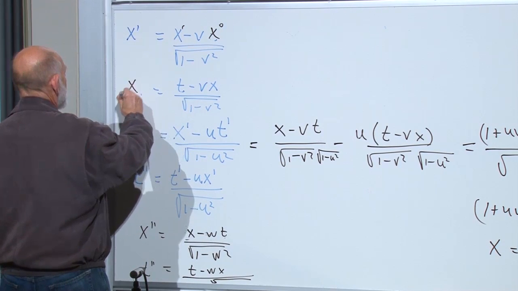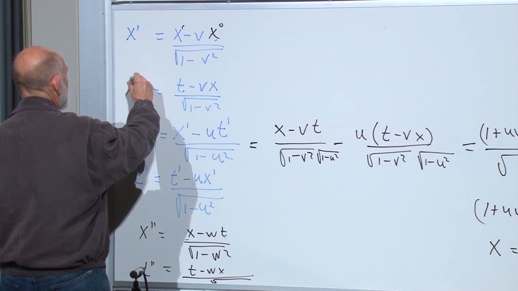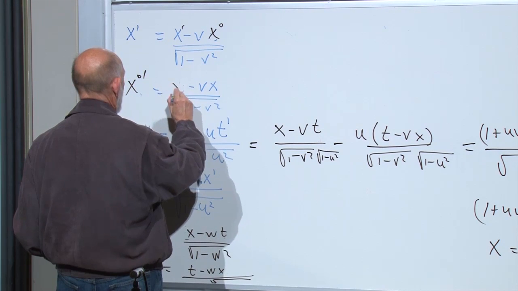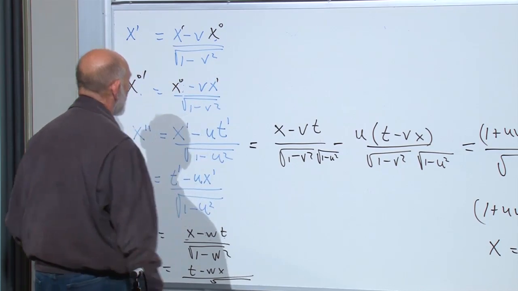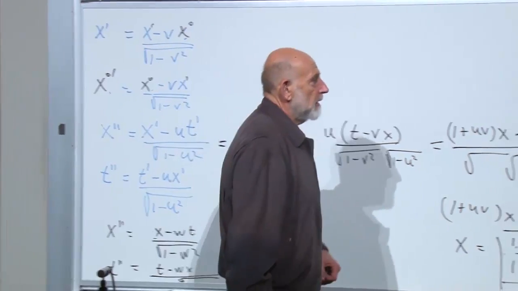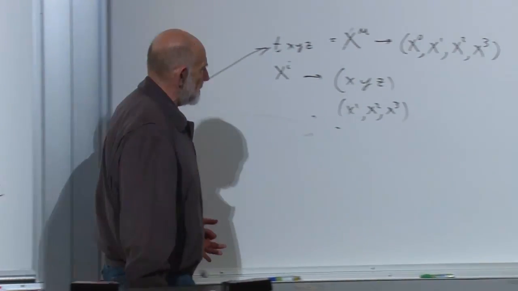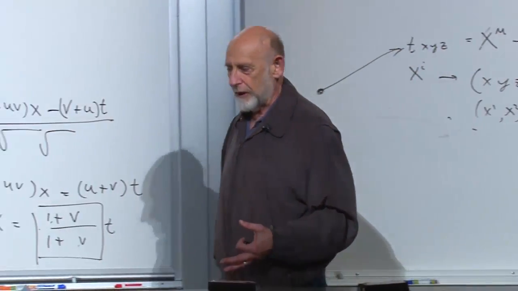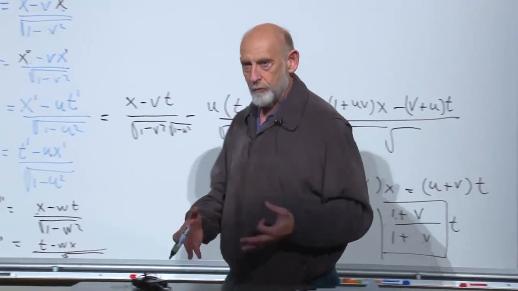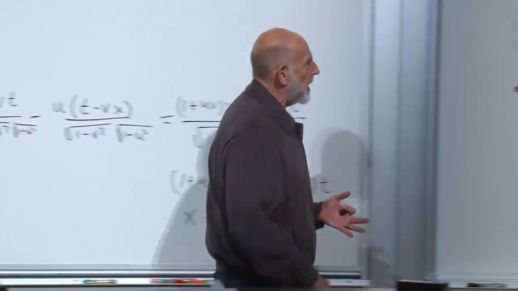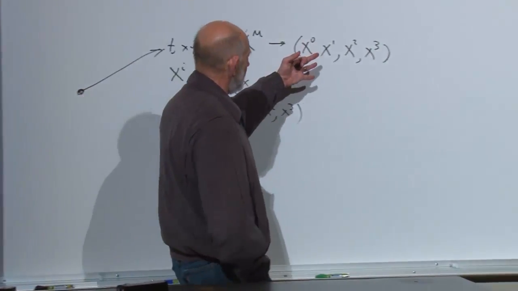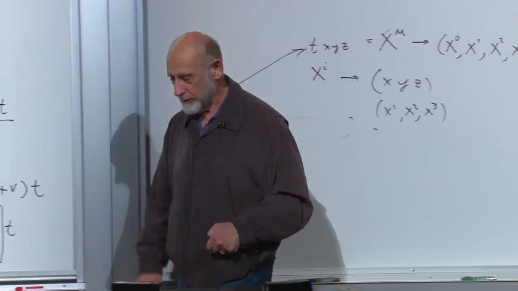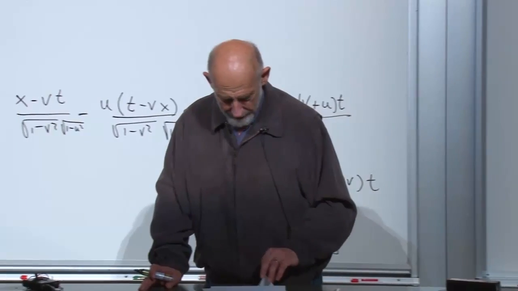X prime naught, x naught prime is equal to x naught minus vx1, and so forth. And there's no content to this. It's just a way of organizing the components of a four-vector by calling them all by the same name and giving them an index mu. So we'll use that just to make formulas nice and simple.